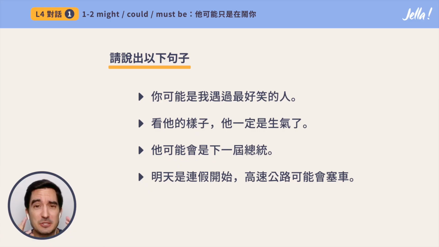So his expression is the way he's moving his face, maybe like this. Okay? Or you could keep it simple and say, look at him. He must be angry. Okay? So the first thing that everybody needs to remember is this needs to be two sentences. In Chinese, you use a comma to separate the two ideas. In English, we need a period, two different sentences. Look at his expression, period. He must be angry, period.